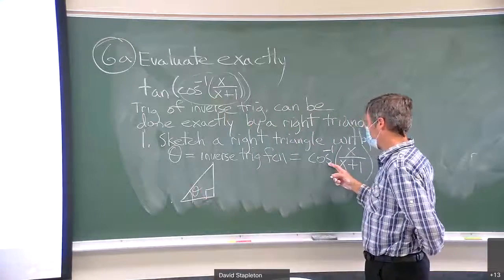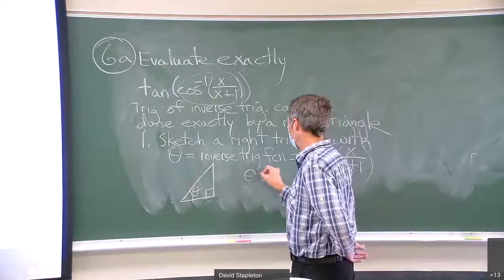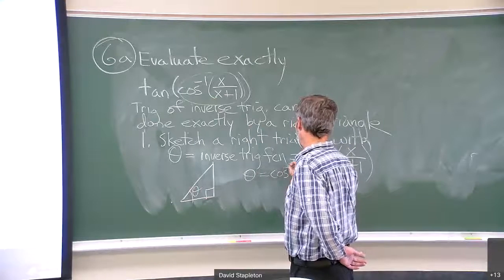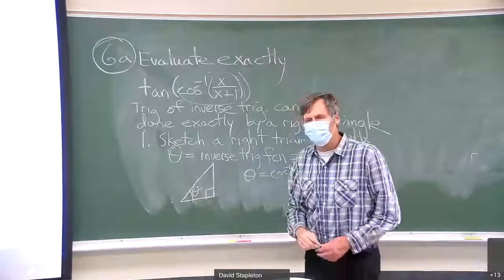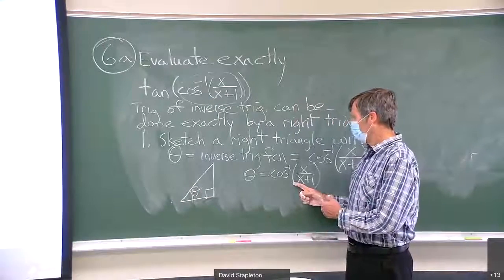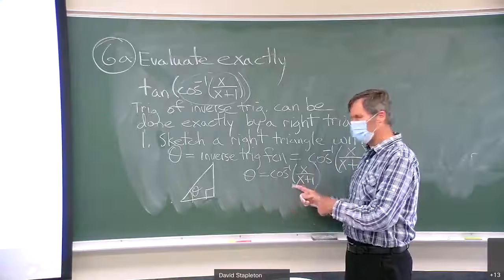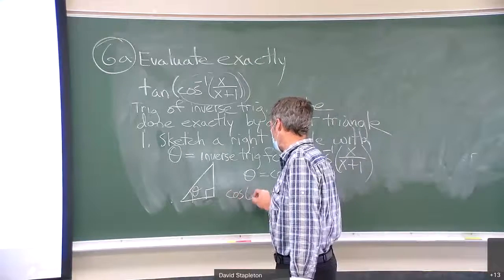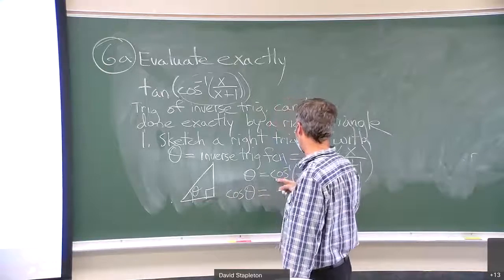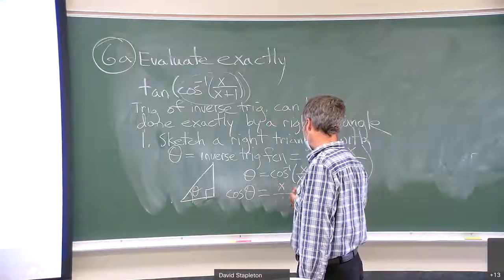Now I need to make theta the arc cosine of x over x plus 1. In a right triangle, the trig function of the inverse trig function always undoes it. So you just take cosine of each side, and you've got cosine theta equals cosine of the arc cosine, which undo each other in a triangle.